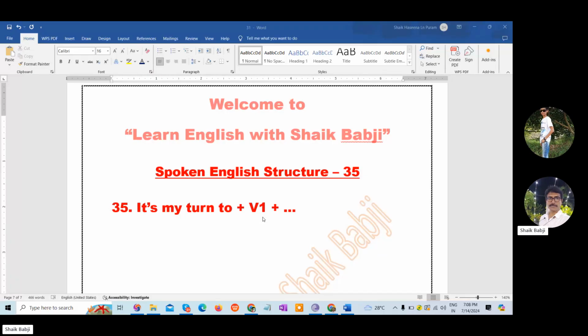So in this session, we are going to learn a new structure, the 35th structure. The 35th structure is it's my turn to. After it's my turn to, we have to use V1 plus something. Let's see the usage of this structure.